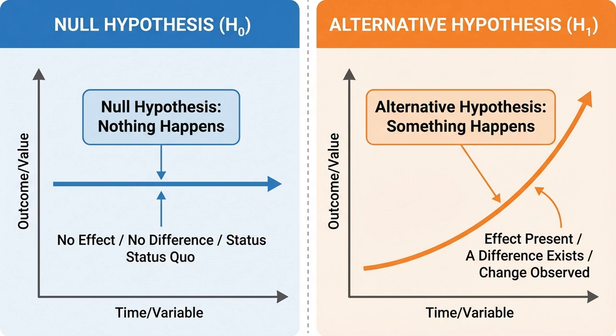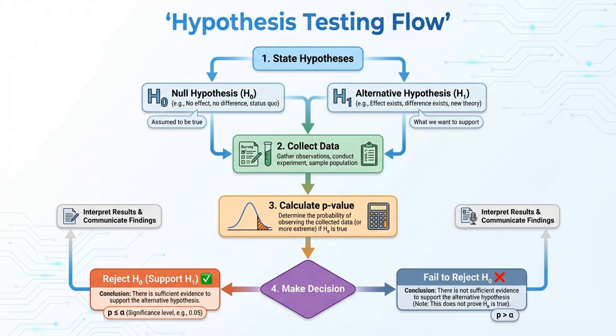H1, or H alternative, represents the alternative hypothesis. This hypothesis proposes that there is a significant difference or relationship, contradicting the null hypothesis. In simpler terms, the null hypothesis says nothing's happening, while the alternative hypothesis says something is happening. So, what's the point of these two hypotheses? Statisticians use them as a framework for testing claims. They set up these hypotheses and then conduct tests to determine which one is more likely to be true.